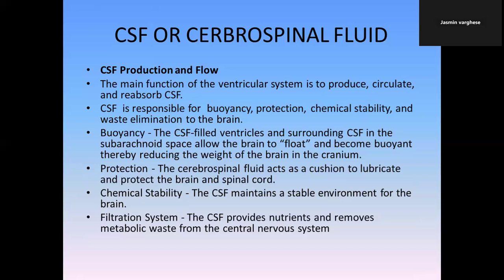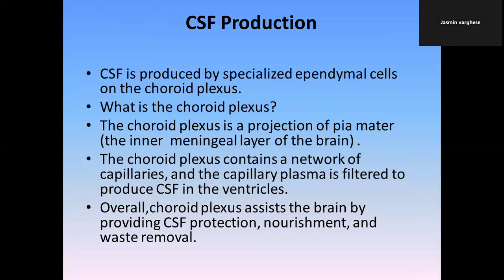Then, in terms of protection, cerebrospinal fluid acts as a cushion to lubricate and protect the brain and spinal cord. In terms of chemical stability, cerebrospinal fluid maintains a stable environment for the brain. And in terms of filtration or waste reabsorption or secretion, cerebrospinal fluid provides nutrients and removes metabolic waste from the central nervous system. CSF is produced by specialized epithelial cells on the choroid plexus.